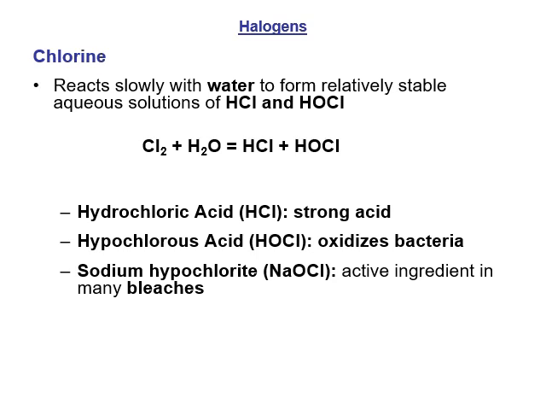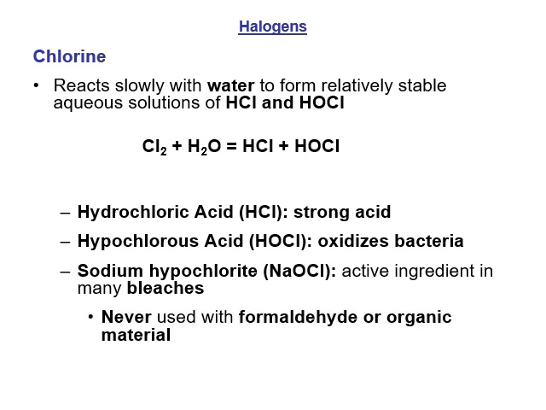Sodium hypochlorite, or bleach, as it's commonly known, NaOCl, is the active ingredient in many bleaches and is oftentimes used as a disinfectant. We should never use it for disinfecting in the prep room, though, and that's why we talk about chlorine. It should never be used with formaldehyde or organic materials.